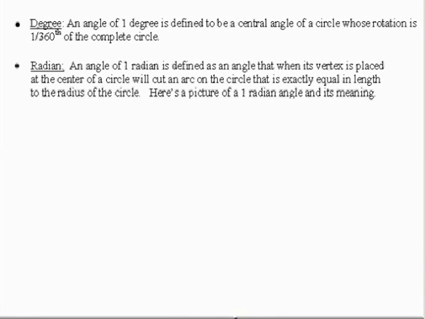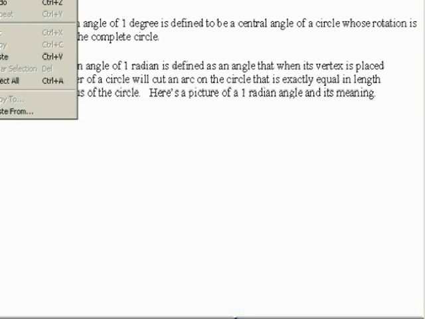Okay, so here's the question I want to ask. Does the size of a circle determine the size of a degree or the size of a radian? In other words, does a degree angle get larger with a larger circle and smaller with a smaller circle, and the same with the radian? Now, let me show you a picture here to help clarify this.